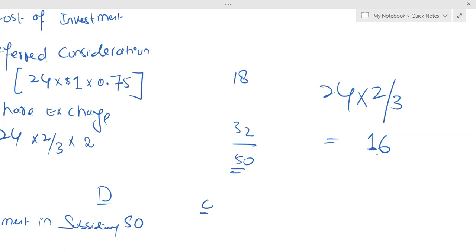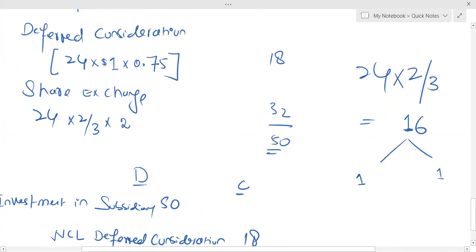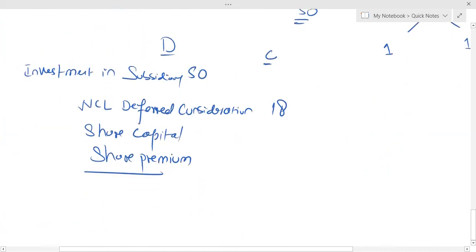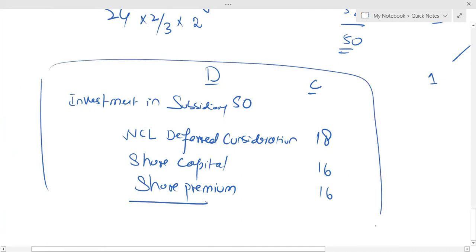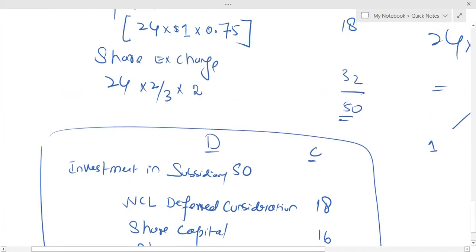Market value of parent's share price at acquisition is $2. Par value is 1, so 1 is the premium. It means 1 is share capital and 1 represents share premium. Number of shares issued multiplied by par value gives us the share capital, which is 16 million. Anything over and above the share capital is share premium. Now, this is the double entry which we'll make on day 1.